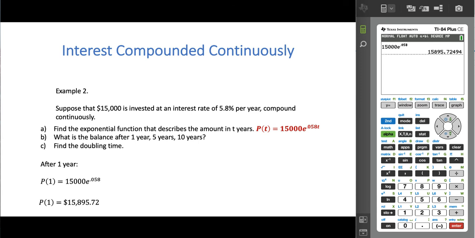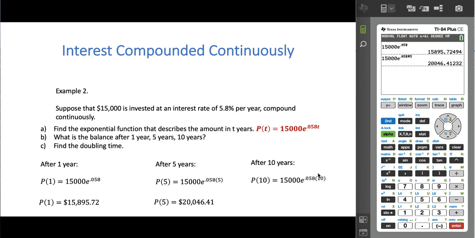Okay, now you have to find out how much is in the account after 5 years. So you have to plug 5 into this equation. Just to save you some time, you can press the second enter button on your calculator and it pulls up what you just typed, and press the back arrow, and then multiply that answer by 5. And that's how I got the answer of $20,046.41.